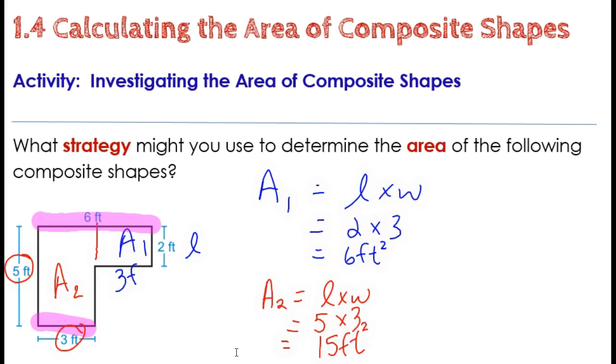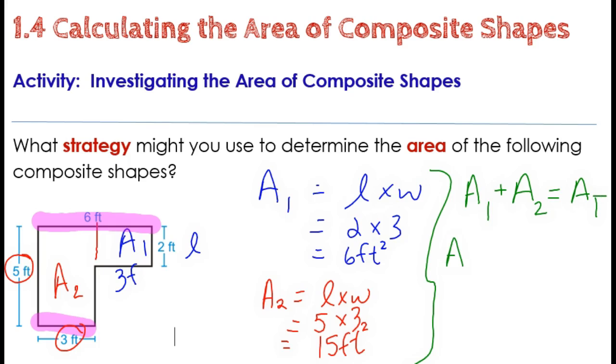The last thing that I need to do now that I have both of these individual areas is to say, well, I know that the total area is going to be area 1 plus area 2. And that will give me what I'm going to call my total area. So my total area is going to be that 6 feet from area 1 plus the 15 square feet from area 2, giving me a total of 15 plus 6, 21.